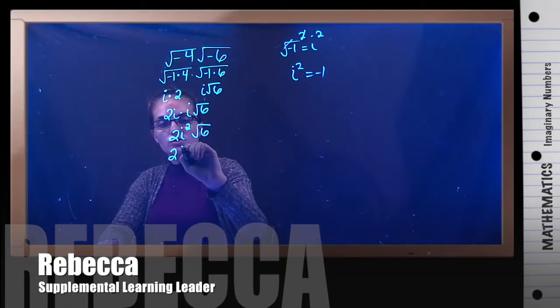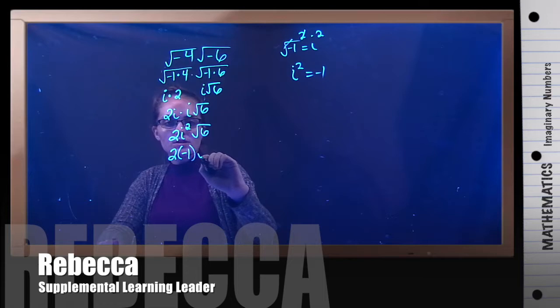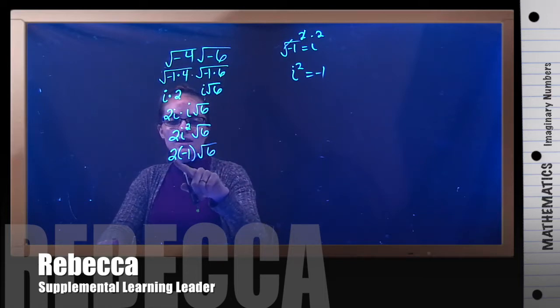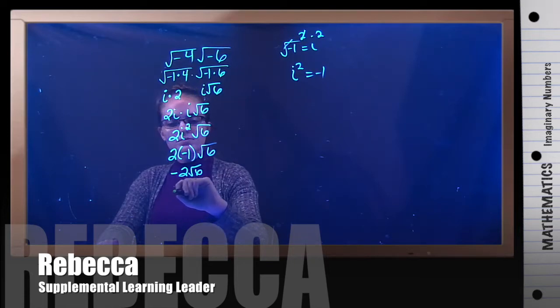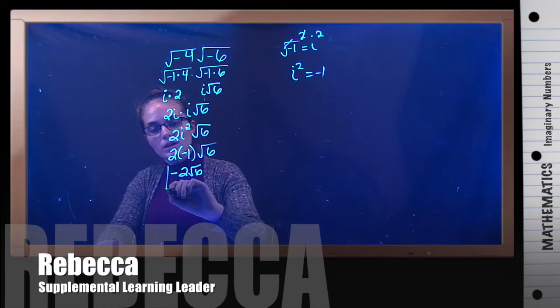So you really have 2 times negative 1 times the square root of 6. Now to simplify this would be negative 2 square root of 6. And so, because that can't be simplified any further, that's our final answer.